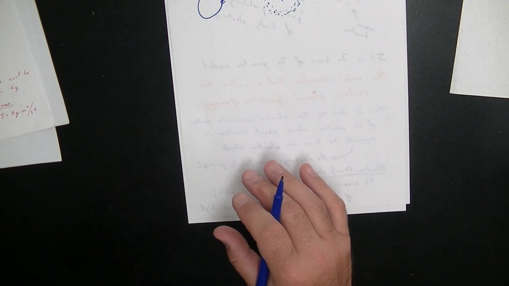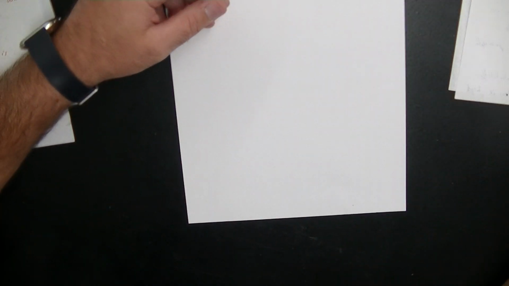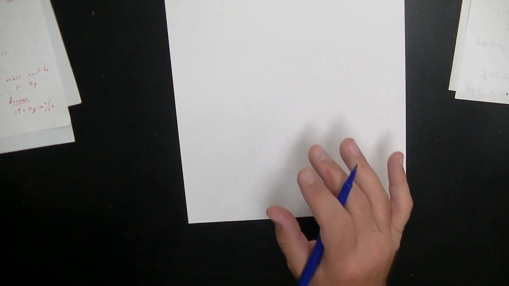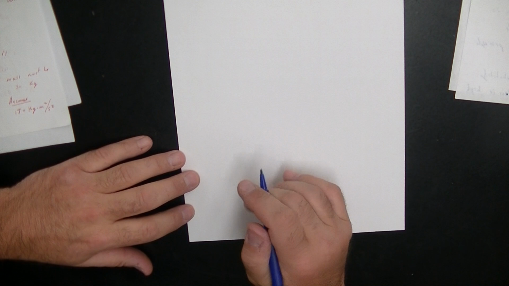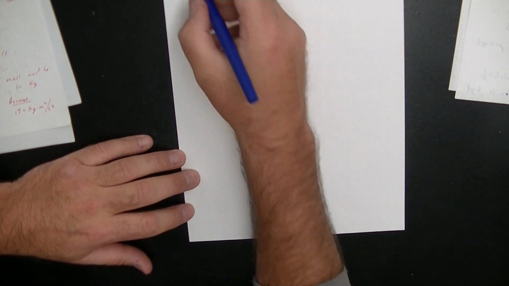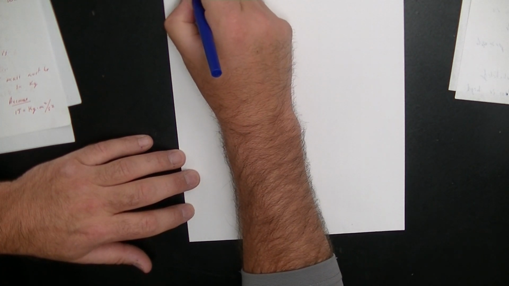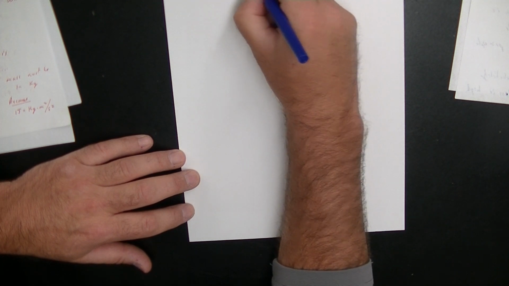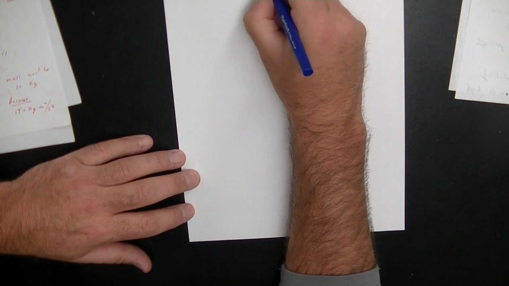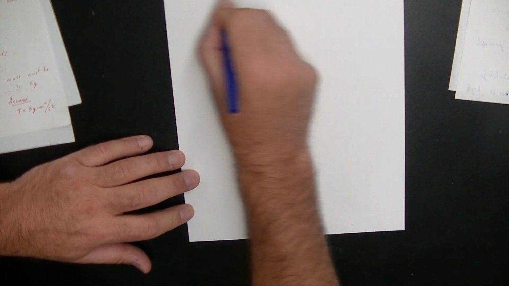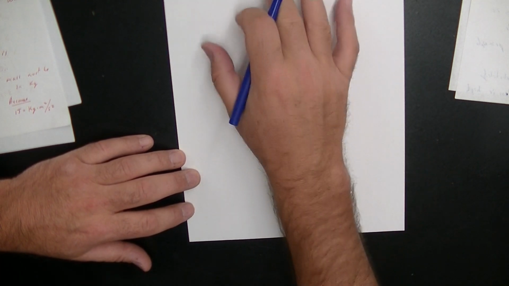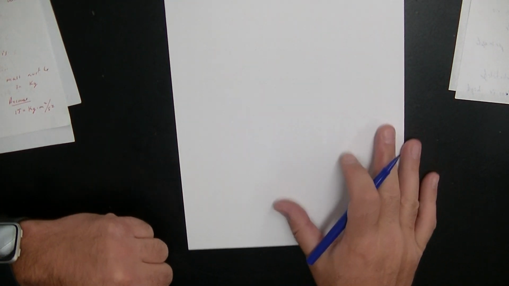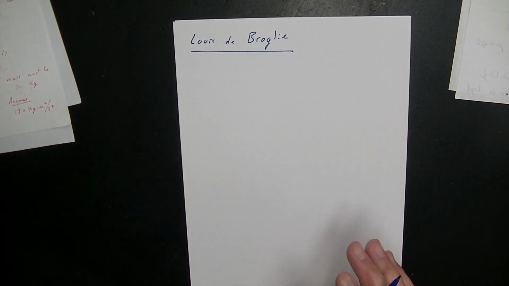Okay. Now, last person I want to talk about gave us a cool little equation. Louis de Broglie, and this is French, and I have no idea how to pronounce it. Broglie? I don't know how to pronounce that. I probably should learn. Sorry, that was off the paper.